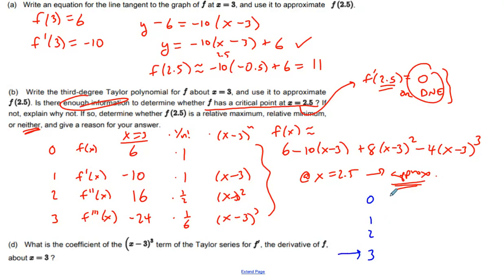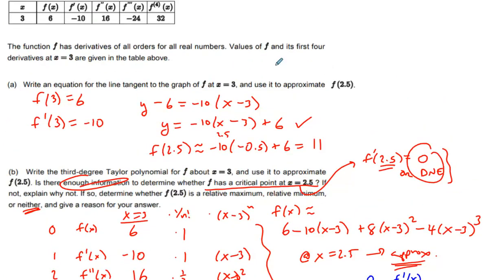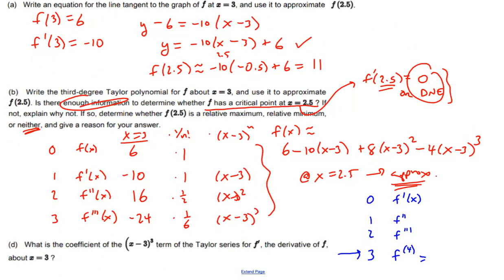We start now, though, not with the function, but with the thing we want the Taylor series for, which is the derivative. So we're going to be offset by 1 here. So it's going to be a fourth derivative at this point, but that's okay because we know the fourth derivative. The fourth derivative, wondering why they gave us that, is 32.